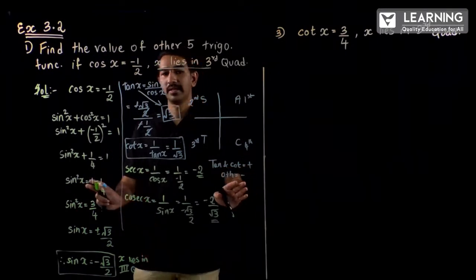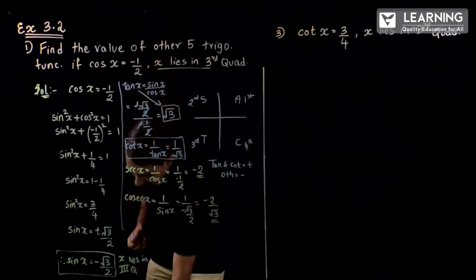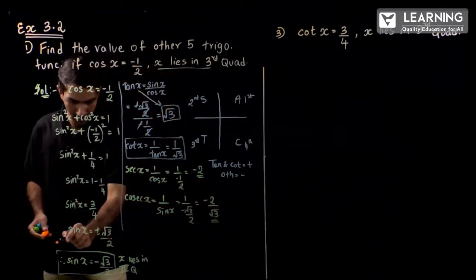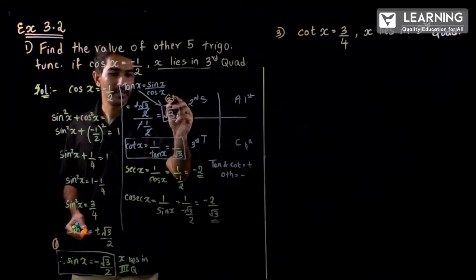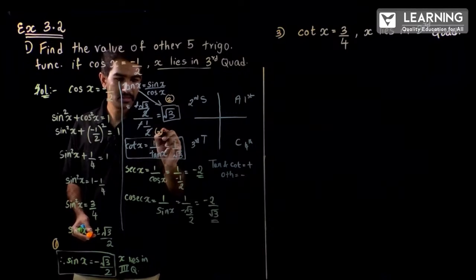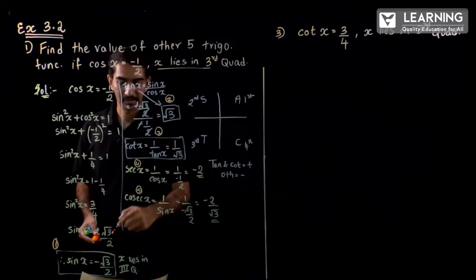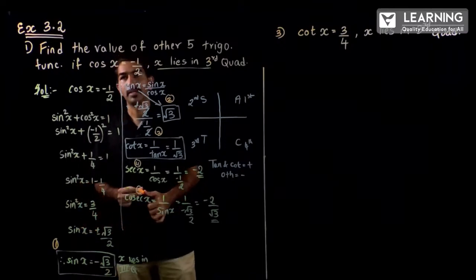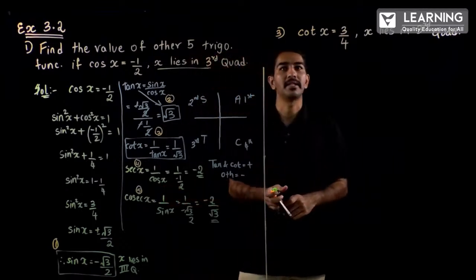So these are the 5 trigonometric ratios. I'll just highlight them once. Okay. So number 1, number 2, tan, number 3, number 4, and number 5. Okay. So this is question number 1 from exercise 3. Let's move on to the next question on the right hand side.